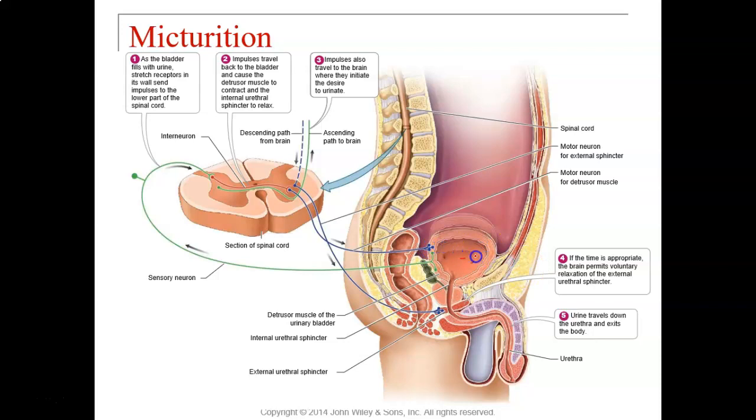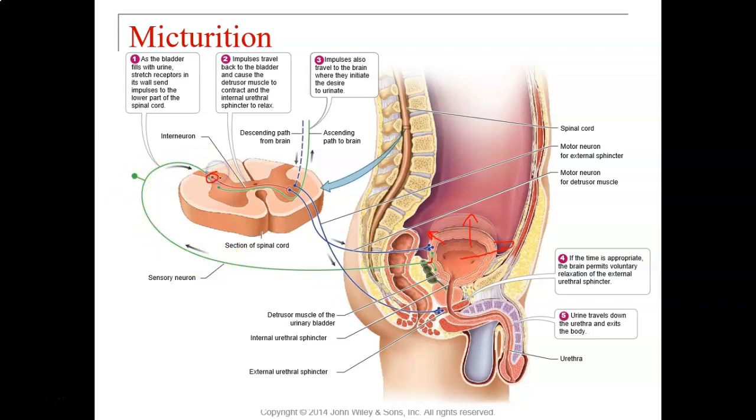As the bladder fills, it distends. As it distends, little touch receptors, stretch receptors, enter into the spinal cord. Sorry, I'm going backwards. This green one is the sensory neuron carrying that sensation from the stretch receptor into the spinal cord. Awesome.